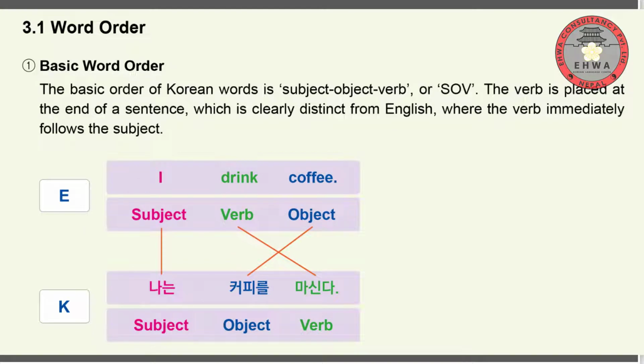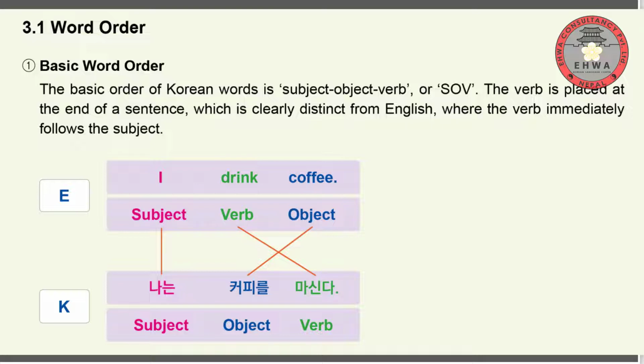3.1. Word order. 1. Basic word order. The first major difference between sentences in Korean and English is the word order. It's important to understand how they are different. Korean order is usually subject, object, verb, and English is usually subject, verb, object. In other words, Korean verbs are always at the end. Let's look at some examples.